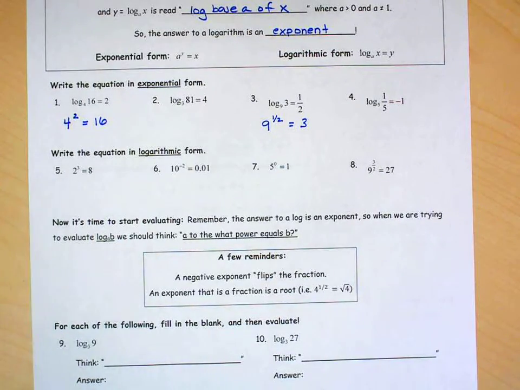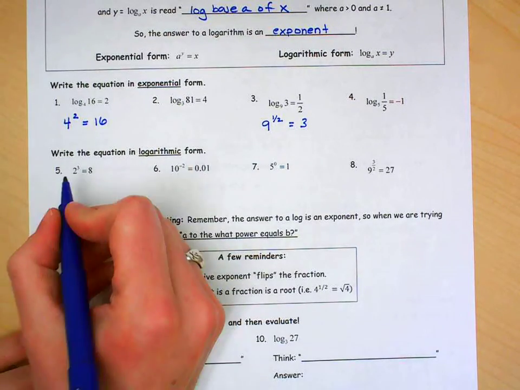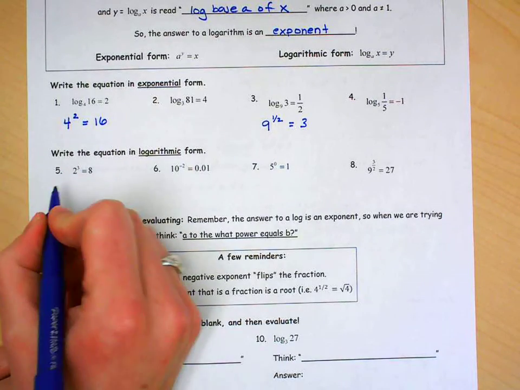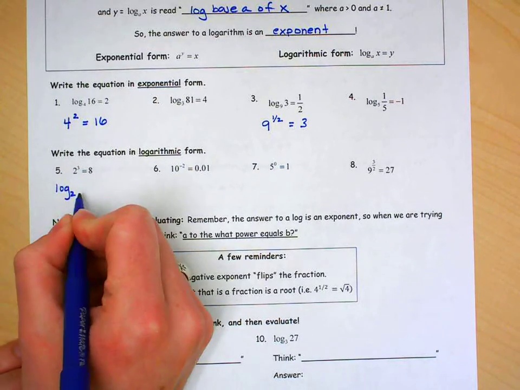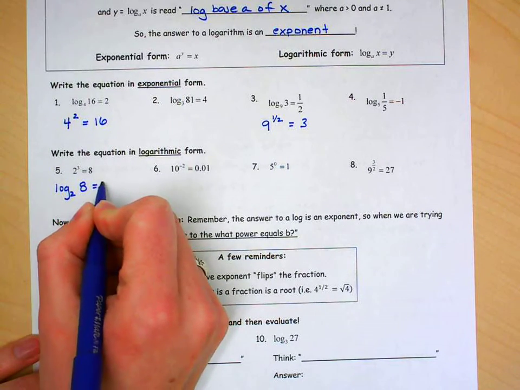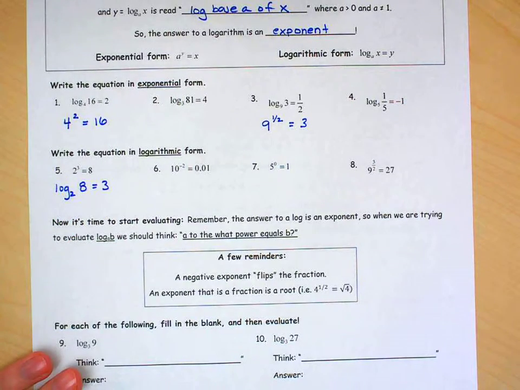So let's move on. We just rewrote things into exponential form. Now we're going to rewrite things that are in exponential form into logarithmic form. So let's take a look at this. Remember, the base here is going to be the base of my log. So this is going to be log base 2, but my answer should now be the exponent. So log base 2 of 8 is equal to 3.